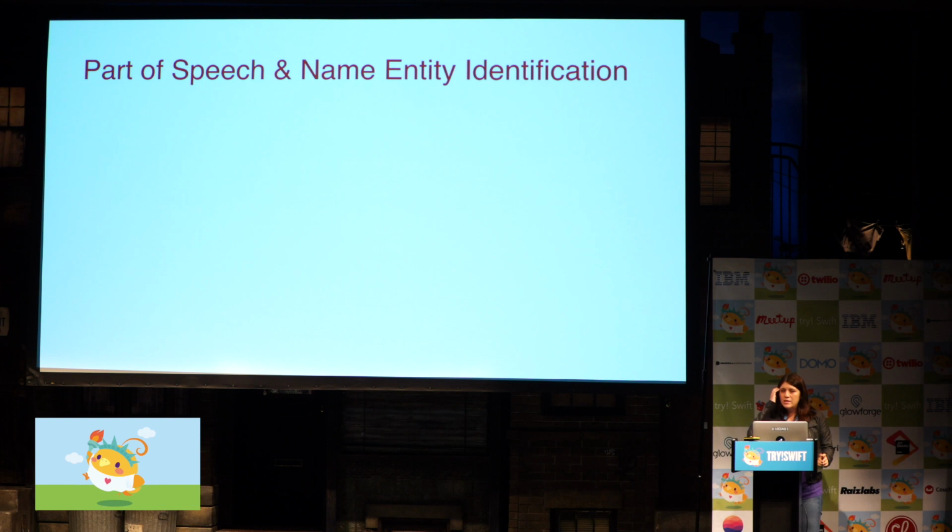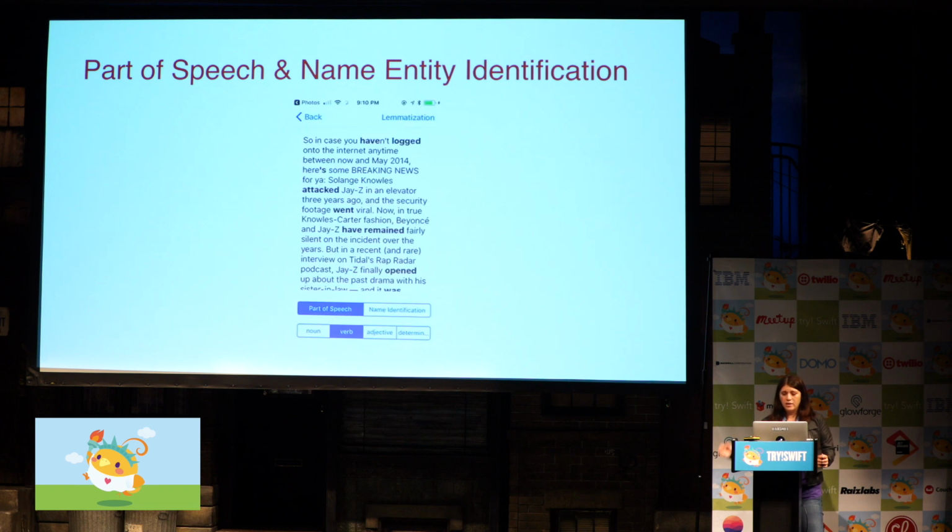So I came up with a sample app to show several examples of this in action. And the first one, this is a fantastic article from BuzzFeed about what happened in that elevator with Jay-Z and Solange. If you haven't read this article, I recommend it. So I'm scanning the text and analyzing it for parts of speech. This is specifically verbs, and as you can see, even in contractions, we're able to extract the verbs here.